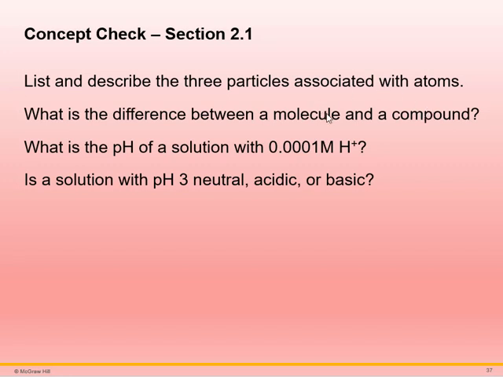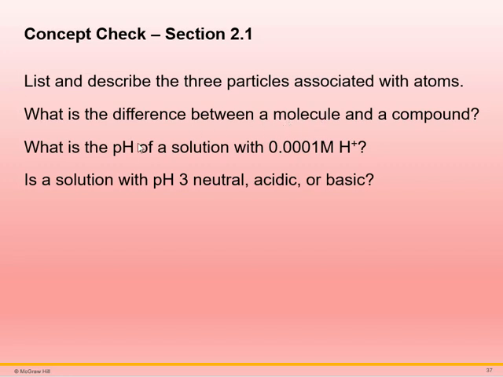So what's the difference between a molecule and a compound? Well, a molecule is two or more atoms that are bound together, and a compound is a molecule of more than one element. So it contains atoms from more than one element, so two or more elements. So N2 would be a molecule but not a compound, but C6H12O6 would be a compound.